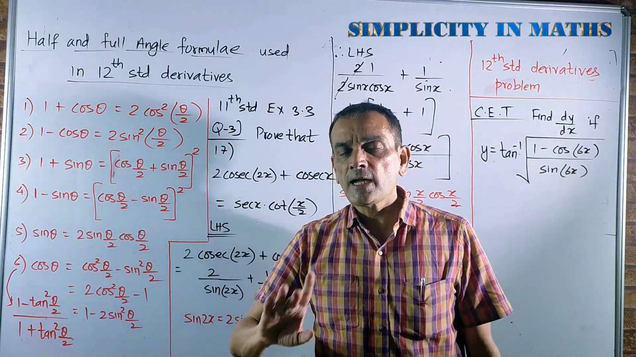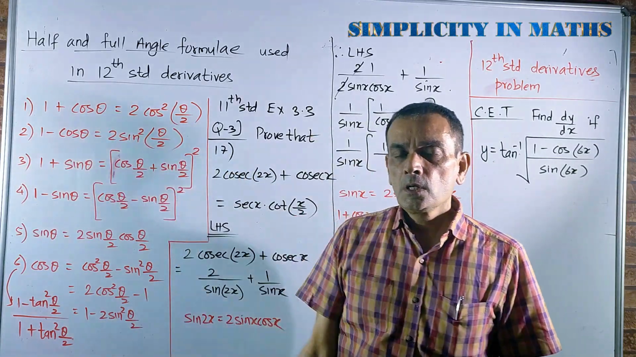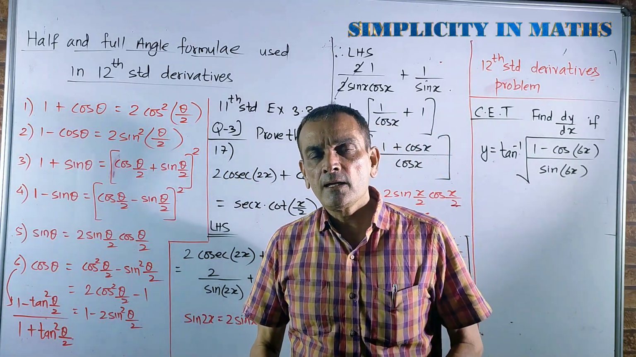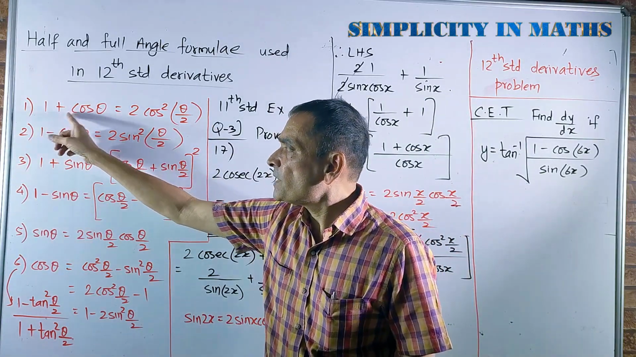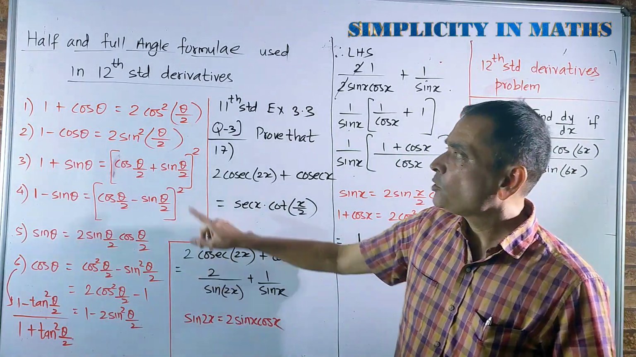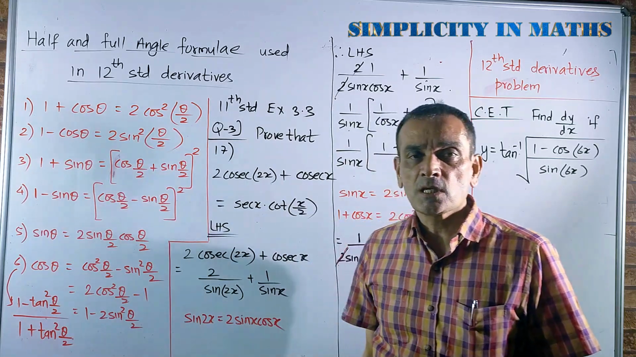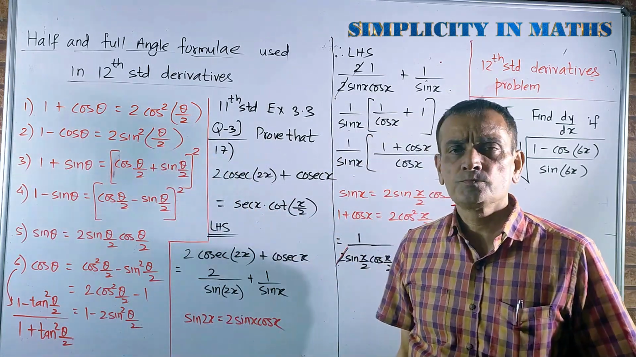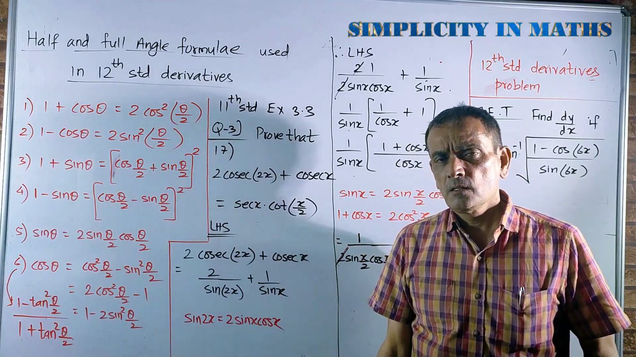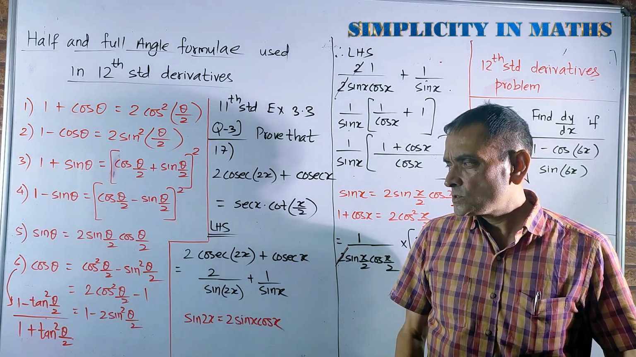The most important and useful formulae are the first two. We are going to use them in many places. Let us see the first two once more. If you get 1 plus cos, the right hand side is 2 cos squared half the angle. If you get 1 minus cos, the right hand side is 2 sin squared half the angle. Did you get it? So should we begin?